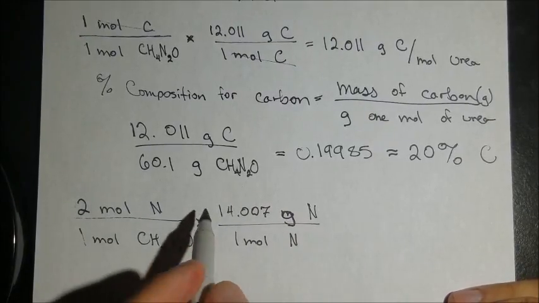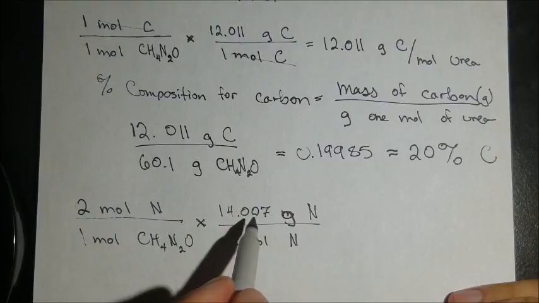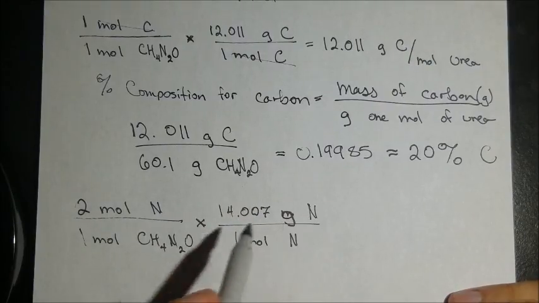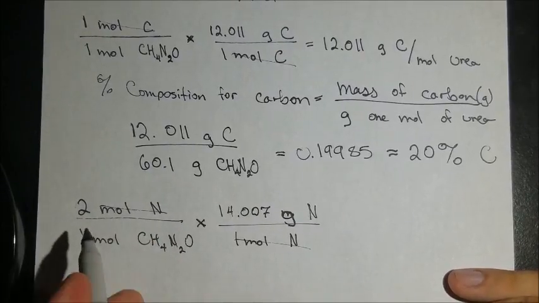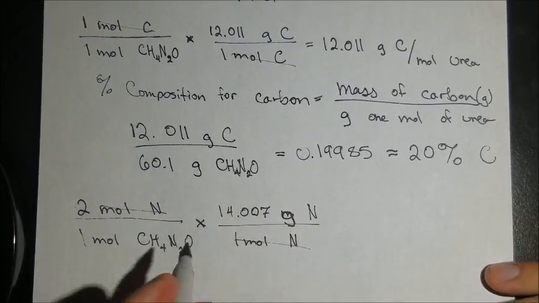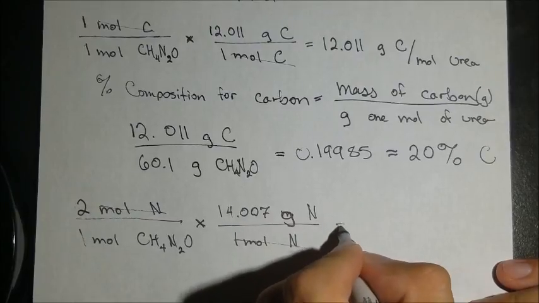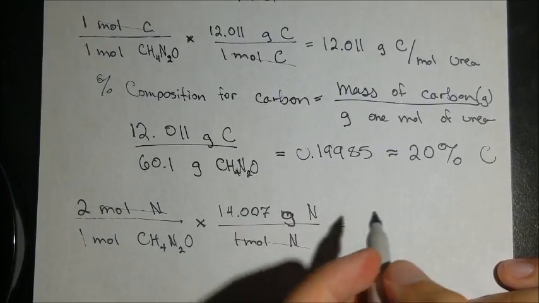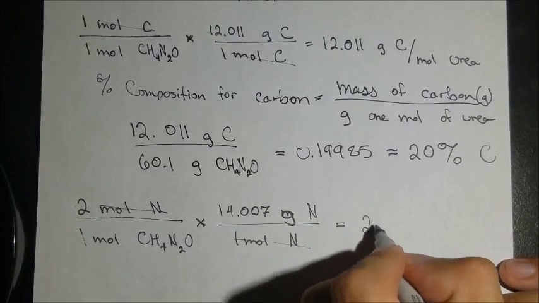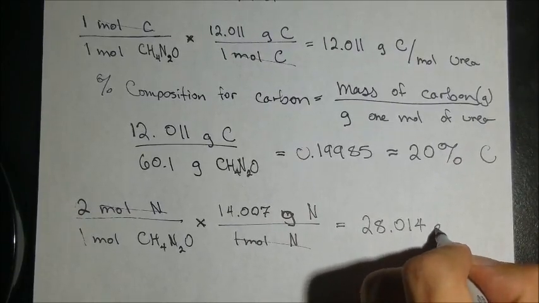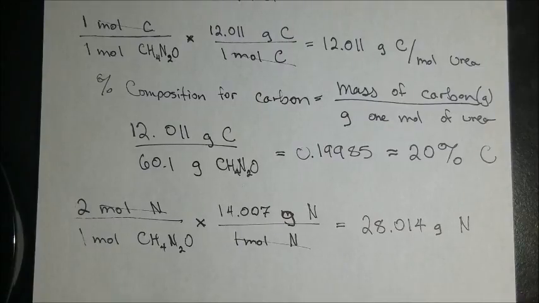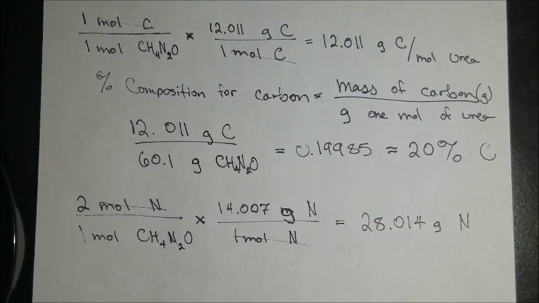I'm sorry, that was confusing. 14.007 grams of nitrogen are in a mole of nitrogen. That's what I meant to say. So our moles of nitrogen cancel, and now we're in grams of nitrogen. So if I do this out on my calculator, I would get 28.014 grams of nitrogen are in 1 mole of urea.